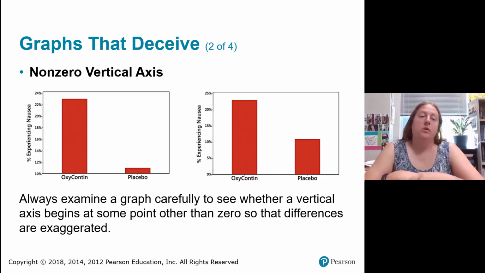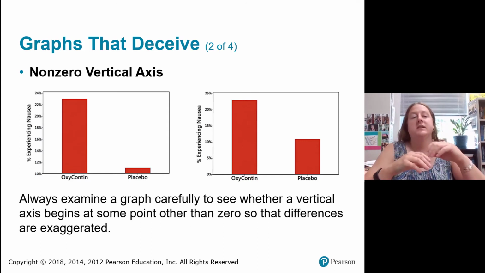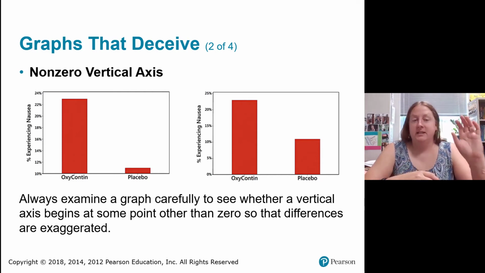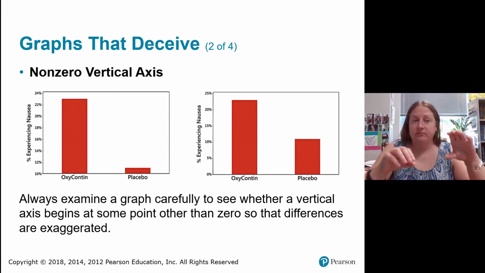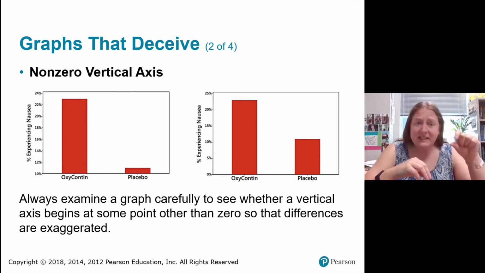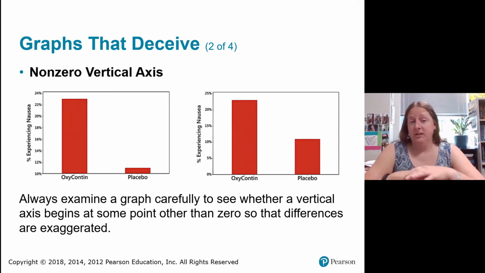Say we want to know whether a drug induces nausea, or makes people experience nausea. So we're looking at the drug Oxycontin. When we look at Oxycontin versus a placebo, in the graph on the left, it looks like Oxycontin makes people experience nausea a whole lot more, like at least 10 times as frequently as the placebo did.